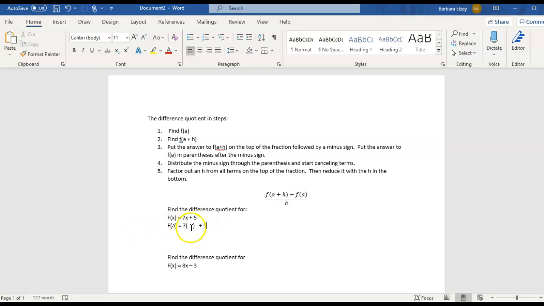And then let's drop that a that we have into these parentheses. There it is. And we can really drop the parentheses altogether, and we have 7a plus 5. All right, so there's f of a. Let's do step 2. Let's find f of a plus h. So just as I did in the last one, I'm going to put parentheses where my x is in my equation 7x plus 5. So now I have 7 parentheses plus 5. Let's drop a plus h into those parentheses.